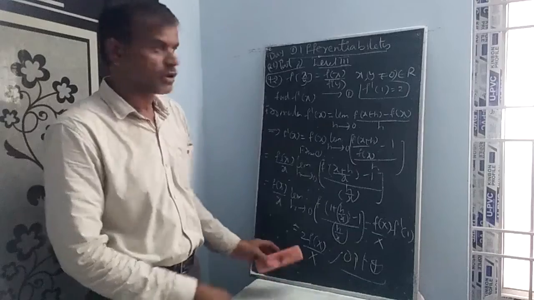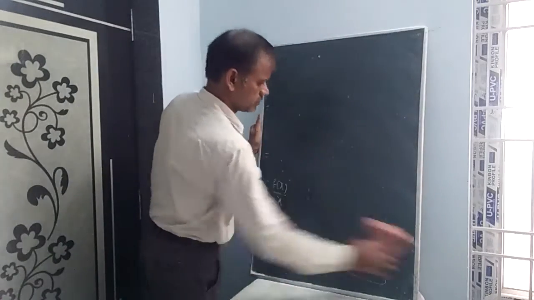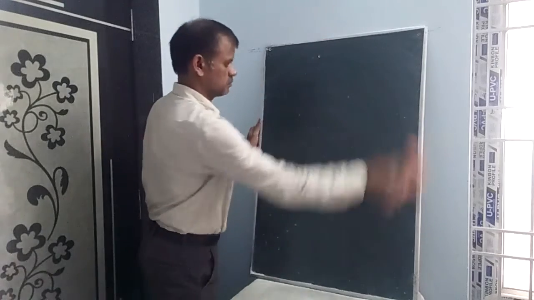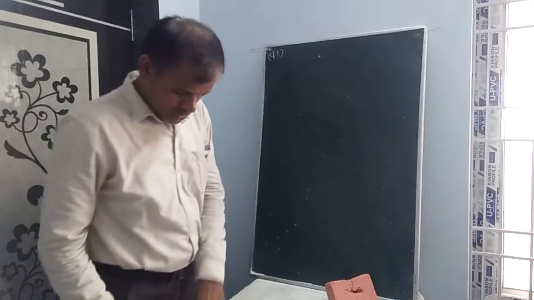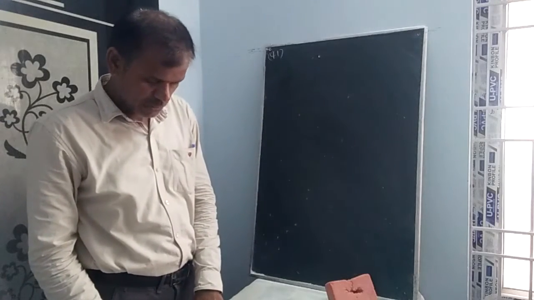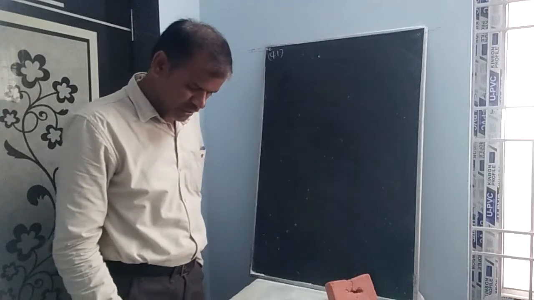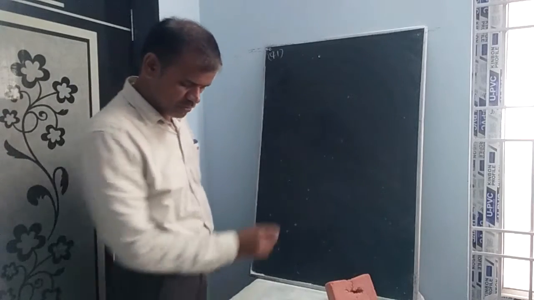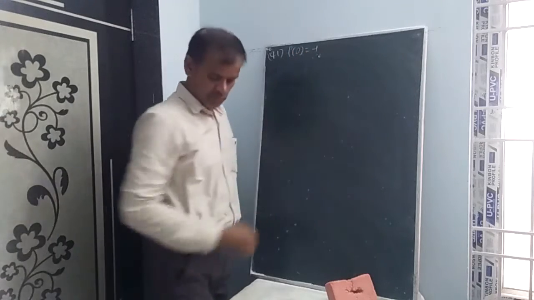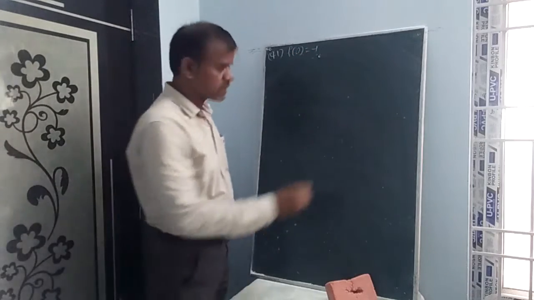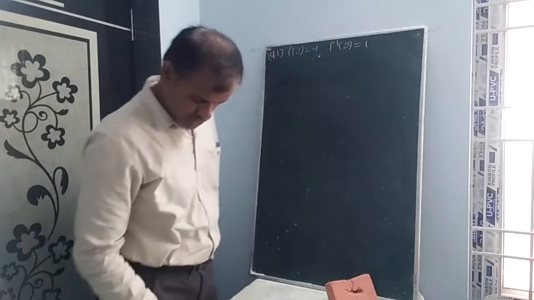42nd completed. Now 41st question. Question number 41. These are AIEEE questions. f maps minus 1 comma 1 to R, a differentiable function with f of 0 equal to minus 1 and f dash 0 equal to 1.